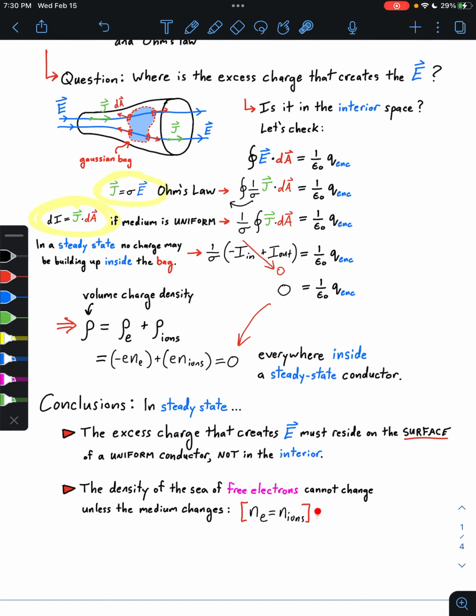The essential consequence of this is that it will not be possible to sort of compress the cloud of free electrons into a higher density if the number density of the background of ions does not change. So we can't sort of pack more electrons into a volume than there are ions. They have to remain a one-to-one correspondence, because if they were out of balance, there would be a non-zero net charge inside some Gaussian bag.